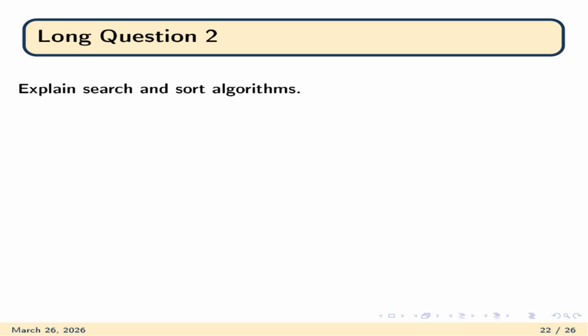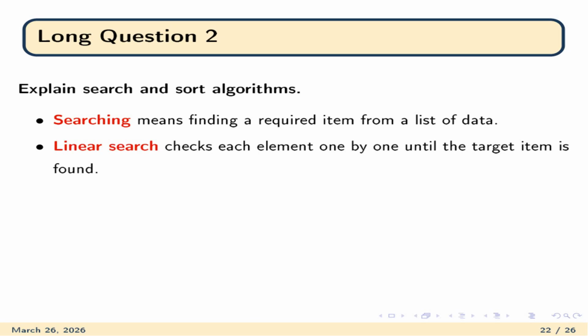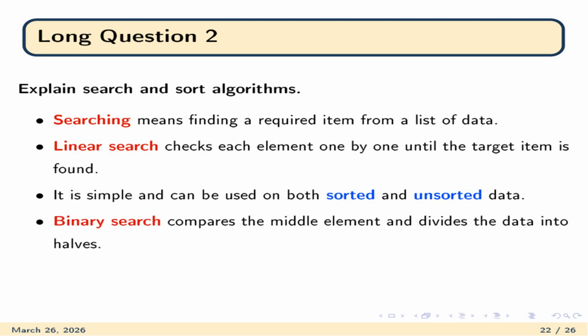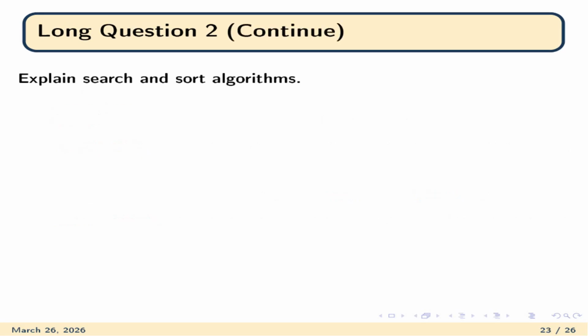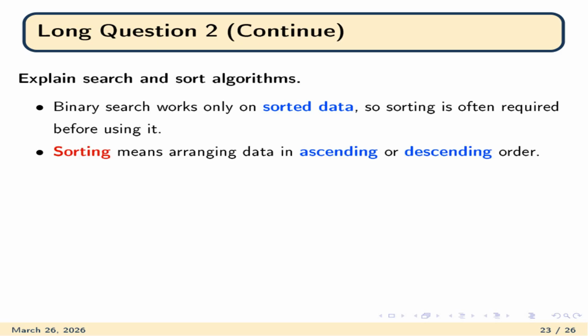Question number 2, explain search and sort algorithms. Searching means finding a required item from a list of data. Linear search checks each element one by one until the target item is found. It is simple and can be used on both sorted and unsorted data. Binary search compares the middle element and divides the data into halves. Binary search works only on sorted data, so sorting is often required before using it.